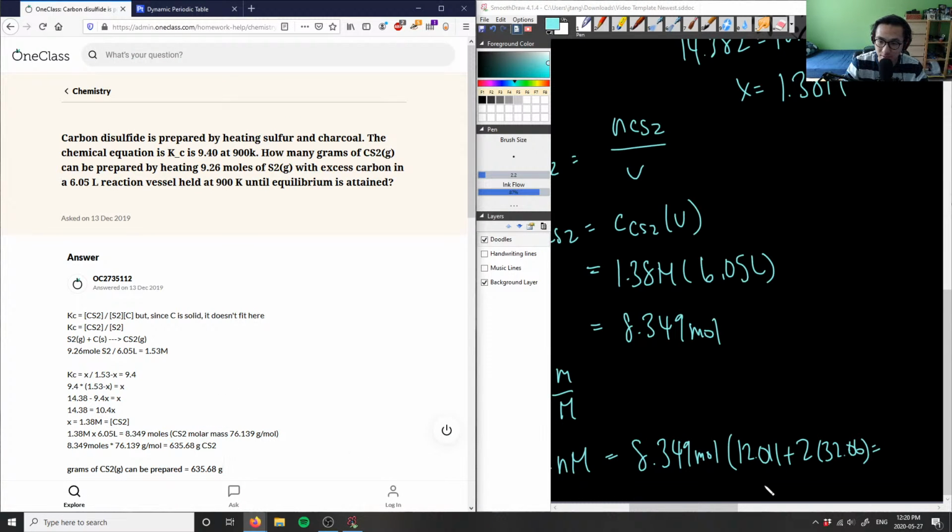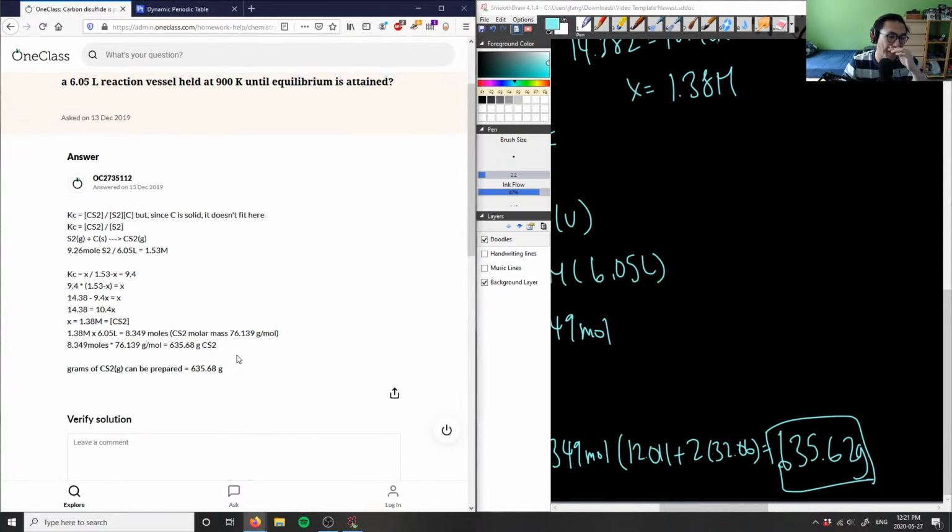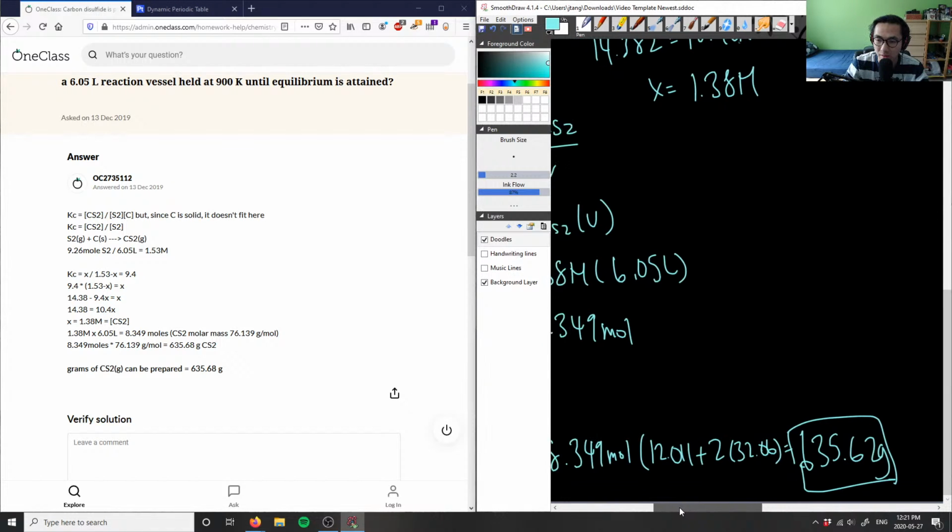So this here is the correct answer. I would get 635.62. This is in grams. So this here is my solution. This solution is very, very close, off by 6.8, which is probably due to our molar mass calculations here. So this solution here is correct.